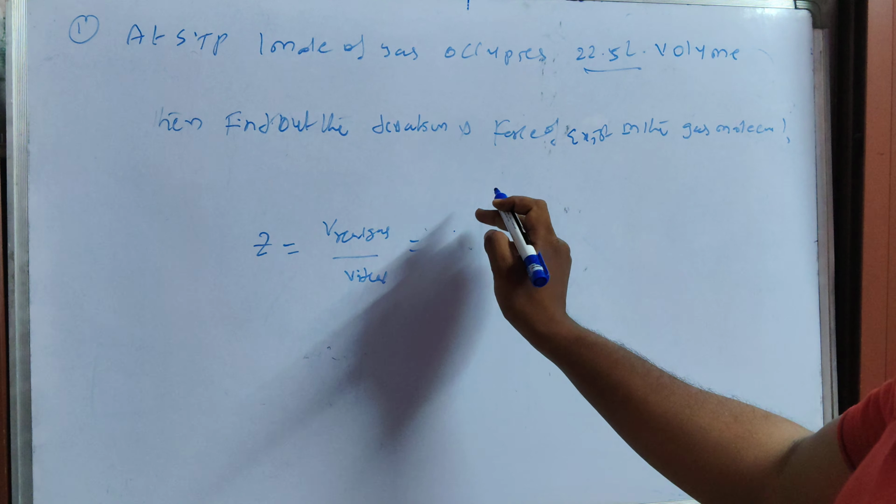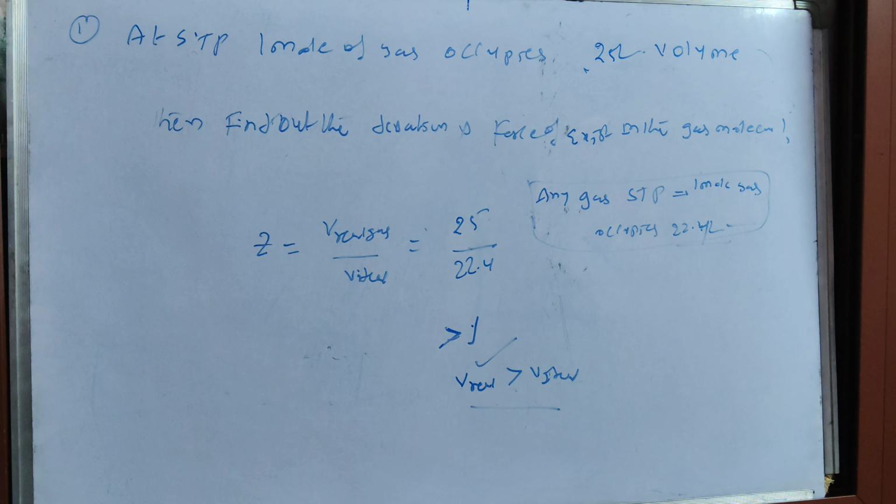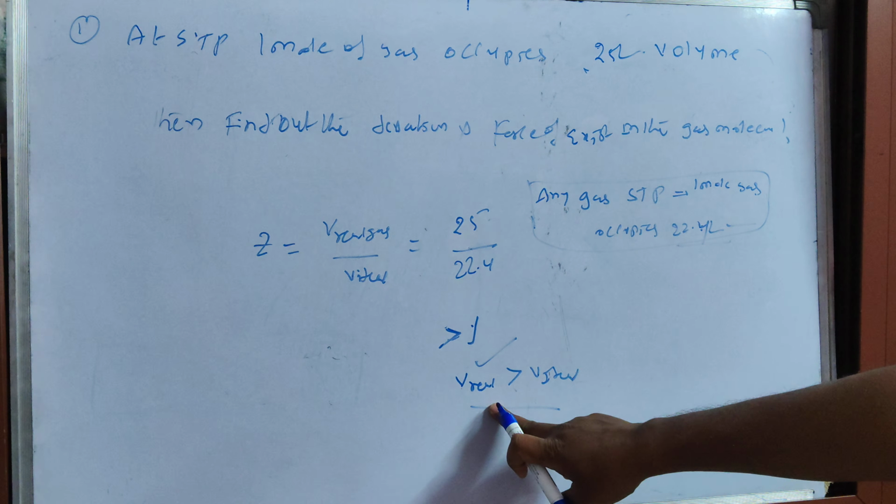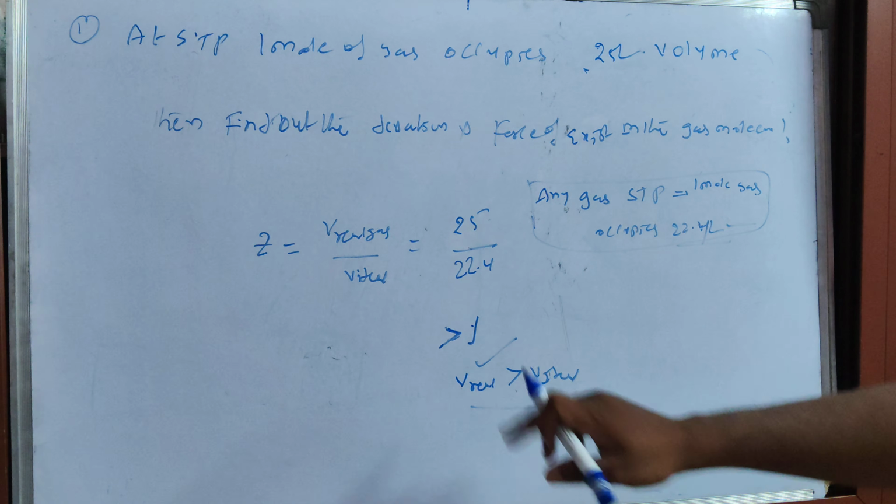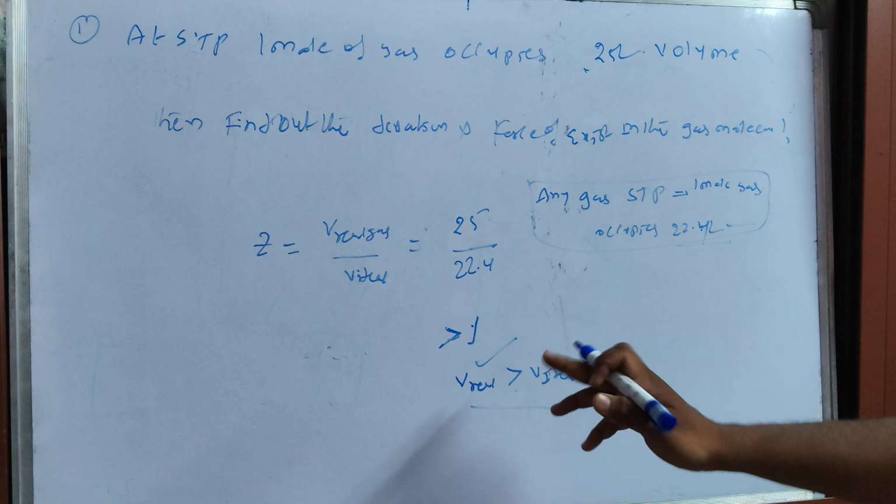Less than 1, greater than 1. This is Z greater than 1. Greater than 1 means V real gas is greater than V ideal gas. Means the volume of the real gas is more compared to ideal. More means it is a positive deviation, due to expansion. Expansion means only then the volume increases.